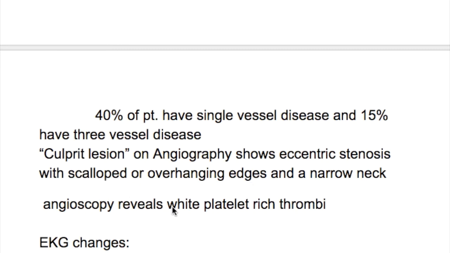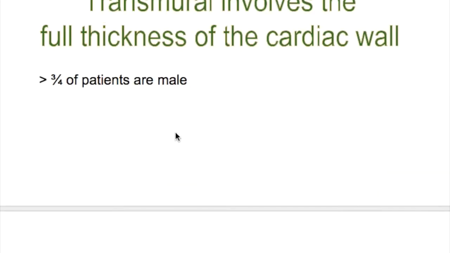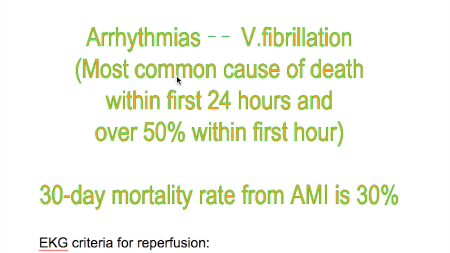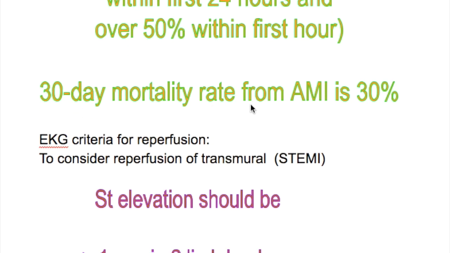An angioscopy reveals white platelet-rich thrombi in subendocardial infarction, and it may also result from severe hypotension, as in shock, in otherwise non-critical coronary stenosis. And more than 3/4 of the patients are male. What's the most common cause of death in myocardial infarction? Ventricular fibrillation is the most common cause of death within the first 24 hours, and 50% of the deaths occur within the first hour. And 30-day mortality rate from acute myocardial infarction is 30%.